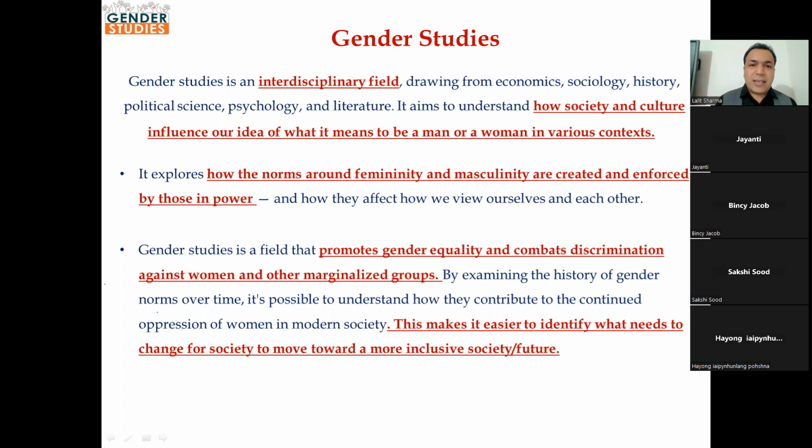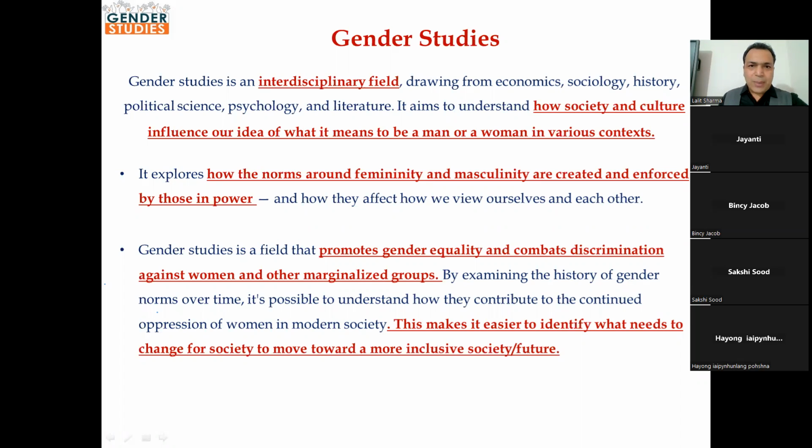Even in modern society, these stereotypes exist, and we are moving in the society. This makes it easier to identify what needs to change for society to move towards a more inclusive society. Yes, guys.